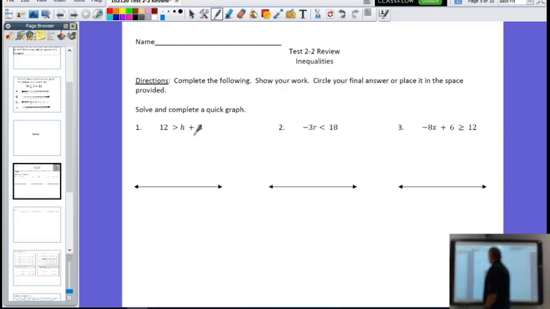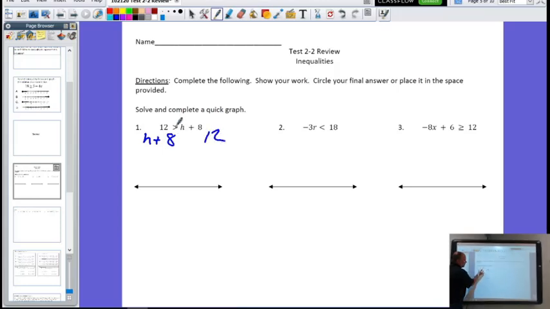So this first one here, this one's just a one-step inequality. Now, I don't like the way it's written, so I'm going to rewrite it. I would rewrite it as h plus 8, and then I write the 12, and I make sure this inequality is open to the 12, so make sure it's still open to the 12. Okay, so now I need to move this 8 over to be with the 12 side.